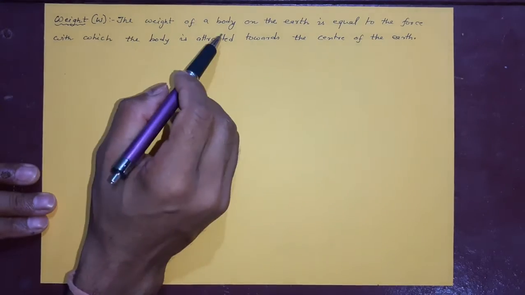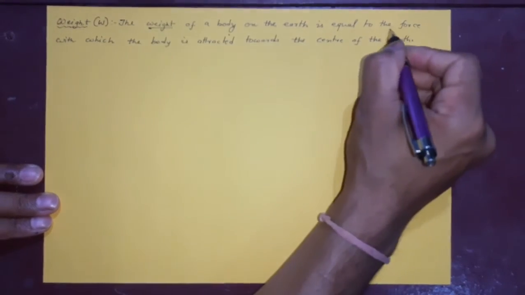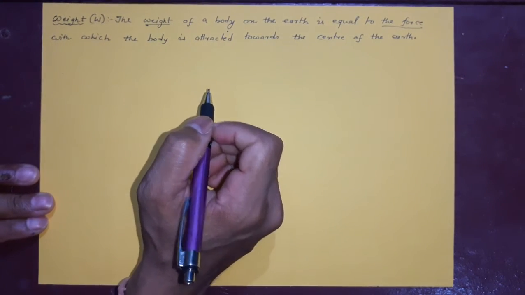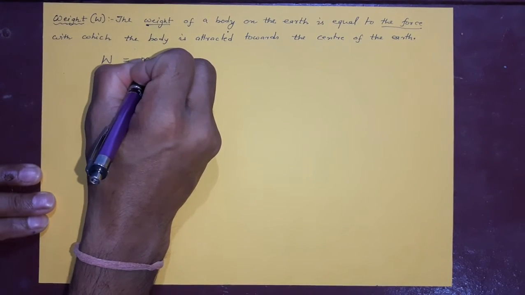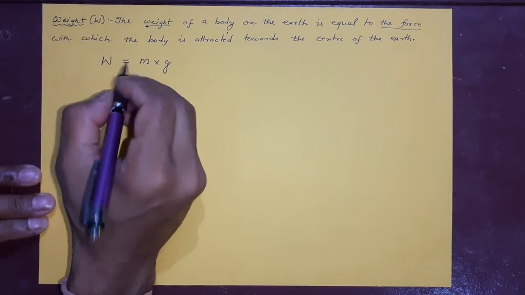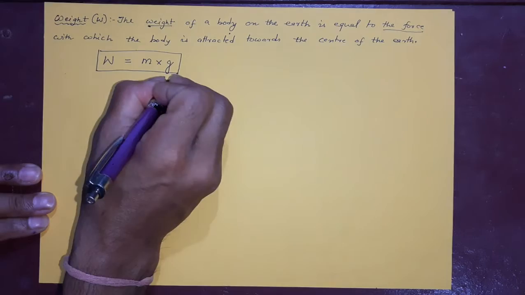The weight of a body is the force, okay. The weight of the body is what? It is the force, remember, with which a body is attracted by the center of the earth. So what is that? W equal to mass of the body into acceleration due to gravity. So mass and weight also have a connection, okay. So this is the formula of weight. W is equal to mg.